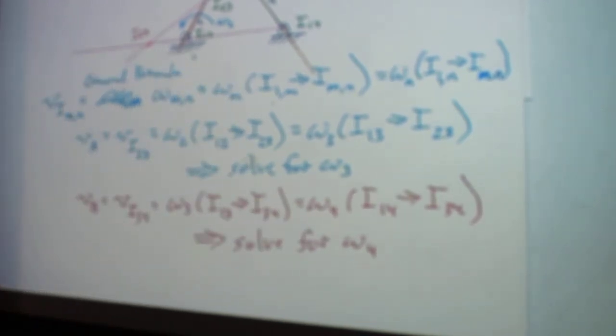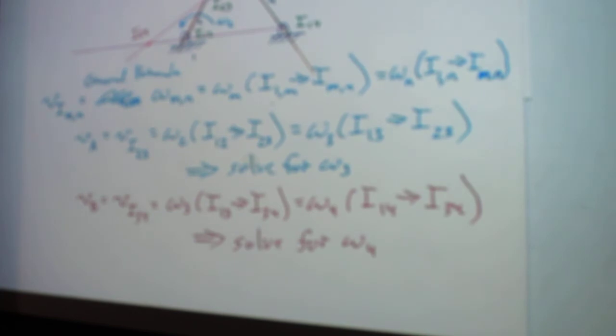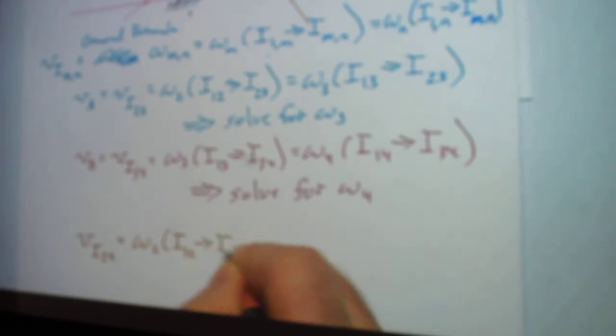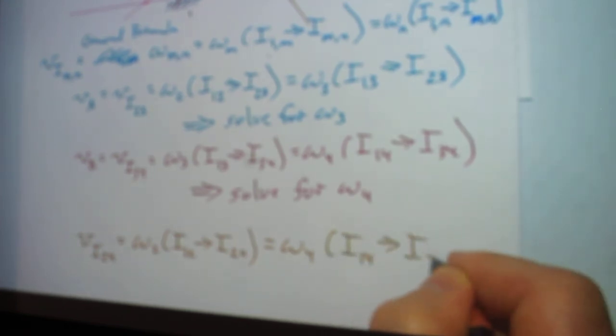Right? Now there's a way to check on this too. So this little point out here, the velocity of I24, the velocity of I24 equals omega 2 times I12 to I24, which equals omega 4 times I14 to I24.